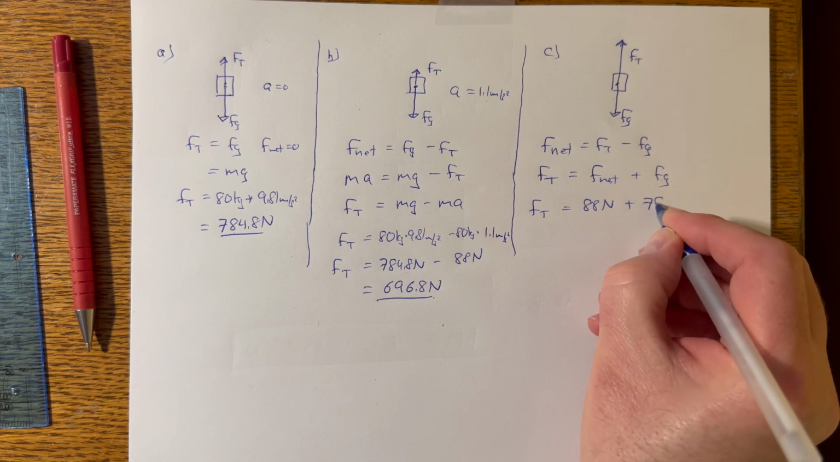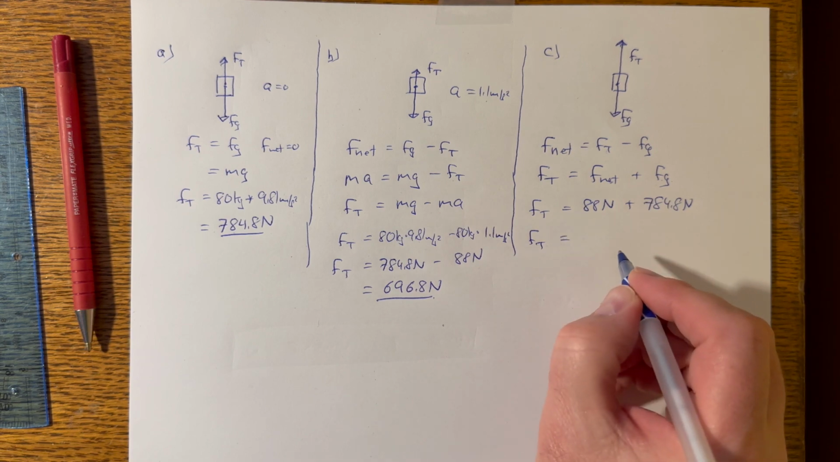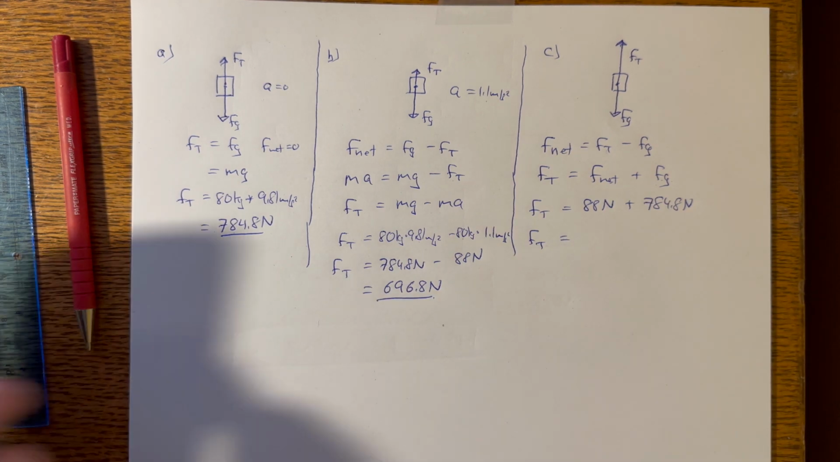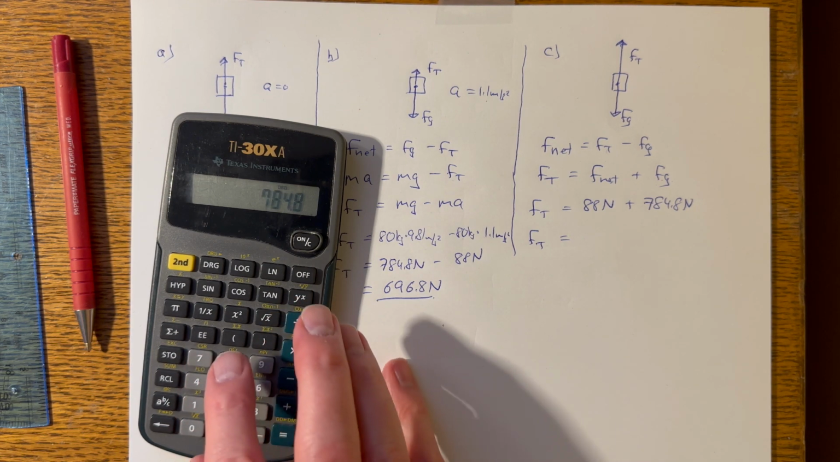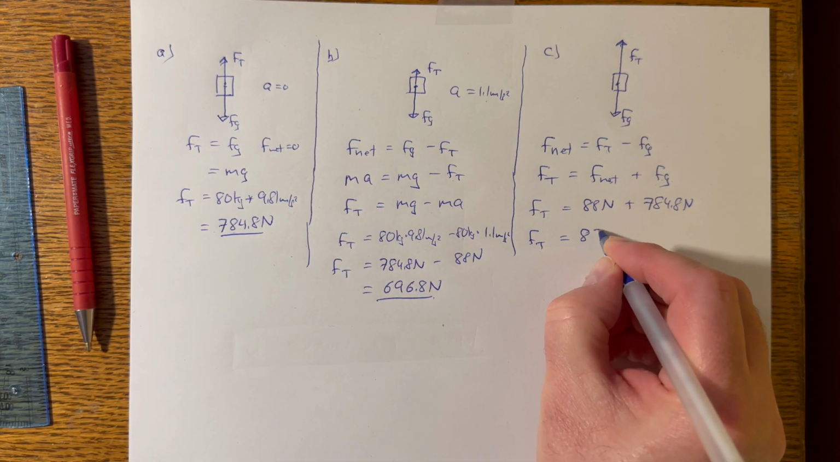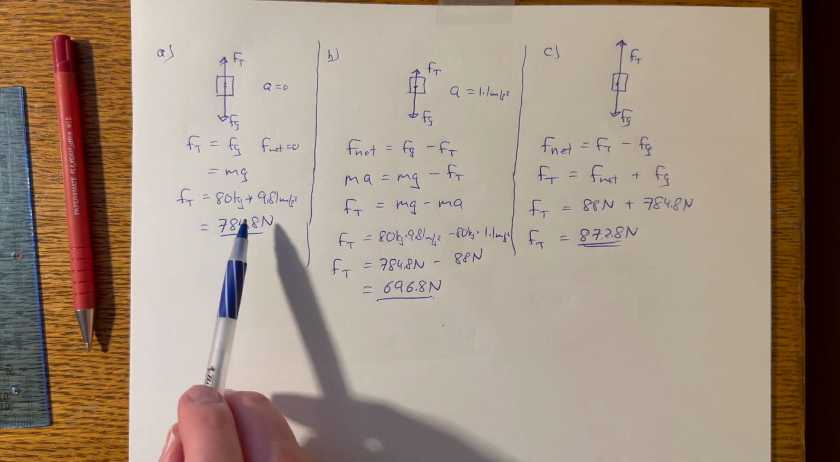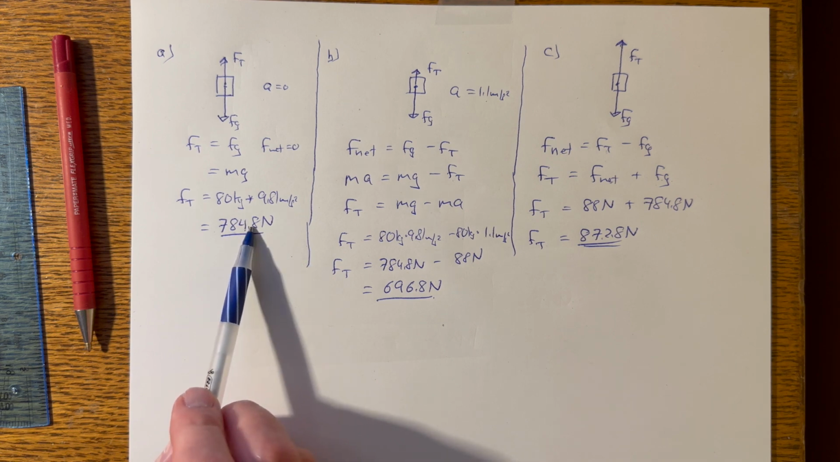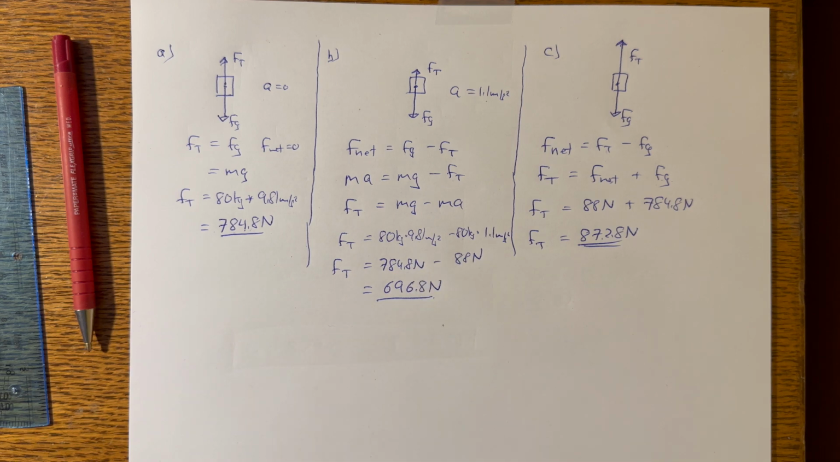Force due to gravity, been there, done that, 784.8 newtons. So now these two combine. Let's see what they combine to give us. 784.8 plus 88 equals 872.8 newtons. Yes, feeling a little heavier than normal. Remember, if you're traveling at constant velocity, that's essentially the same thing as stationary as far as forces are concerned. So now we have what we need.